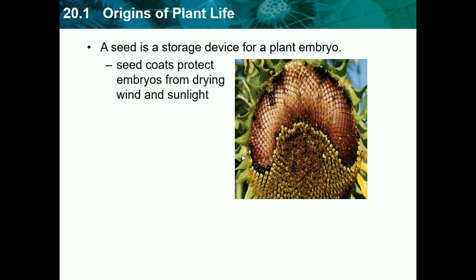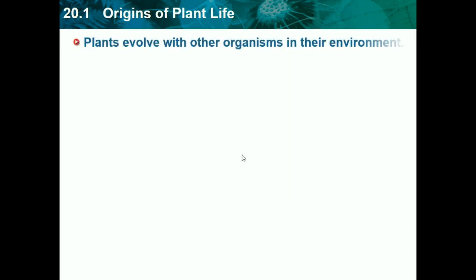Seed coats protect embryos from drying, wind, and sunlight. So the outer edge of a seed is basically just protection for the embryo. The embryo develops when the environment is favorable.